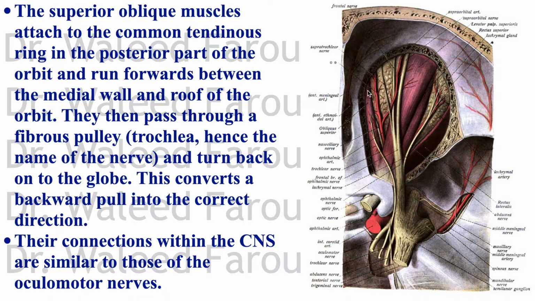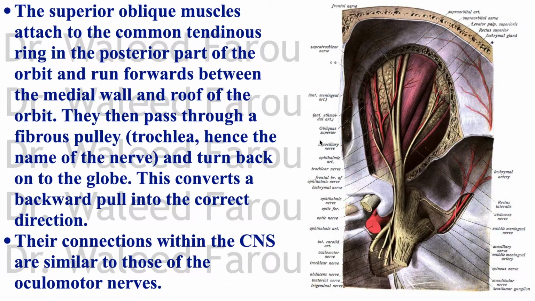So the pull on the muscle in this direction exerts action in this direction. Understood this? It's clear. Contracting the muscle in this direction will pull on the tendon that runs this way, so the pull will be in that direction, bringing the eye downwards and lateral.